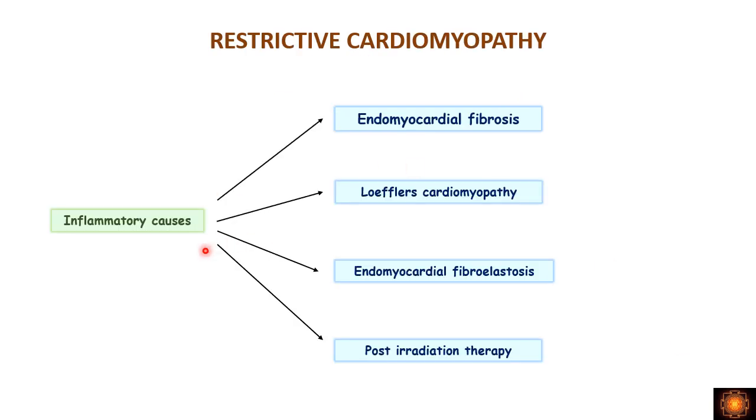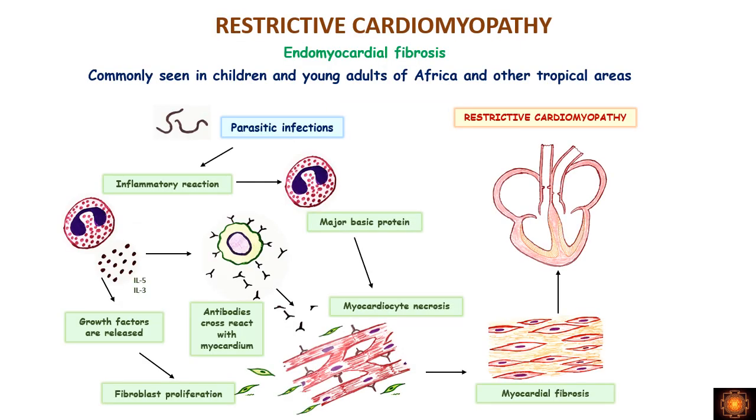Then the inflammatory causes, as I told you, we have 4 under this: endomyocardial fibrosis, Löffler's cardiomyopathy, endomyocardial fibroelastosis, and post-irradiation therapy. Now we'll see how each one causes it. When we see endomyocardial fibrosis, this we see commonly in children and young adults, usually in the African countries and also in the tropical areas. Now the cause for this is some infectious diseases or parasitic infections.